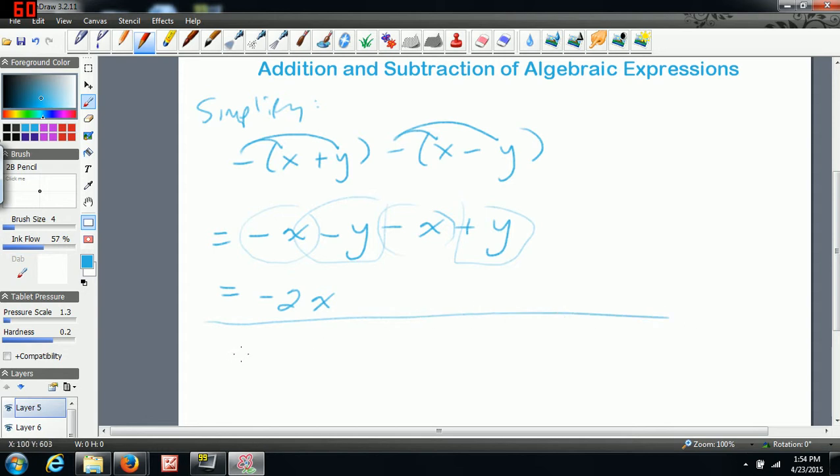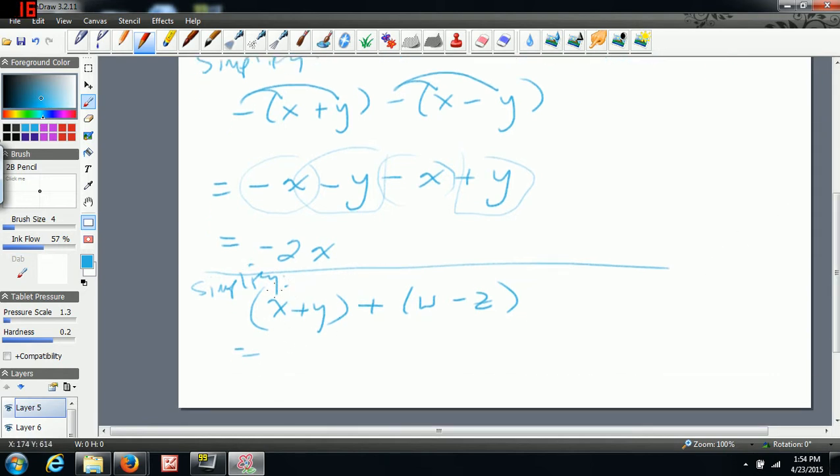Now if I was asked to simplify something like x plus y plus w minus z, okay, so simplifying something like this. Now in this case, again, when I remove the brackets, because there's no negative, it just stays x plus y. And then when I remove this bracket, it just stays the same. So this still stays positive, and this still stays negative.